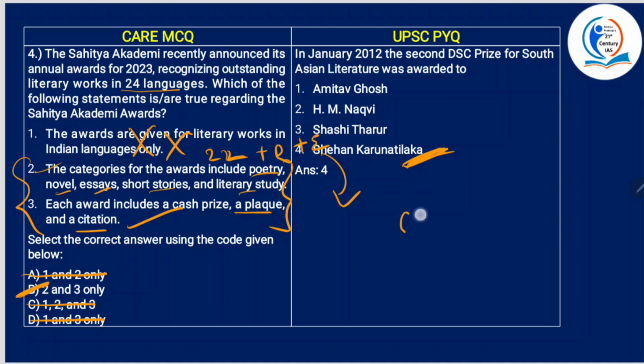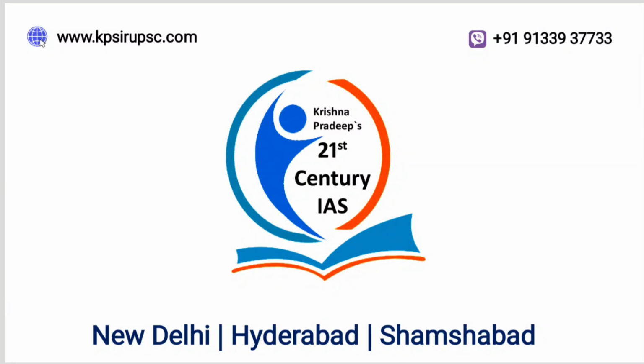For the work Chinnaman. Okay. Now, this DSC prize for South Asian literature is an international literary prize awarded to writers writing about South Asia themes such as culture, politics, history, or people. All right. This is it for today. All the best.